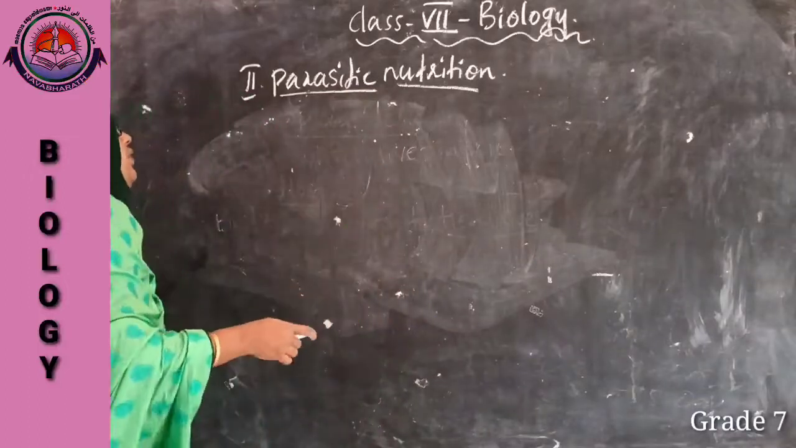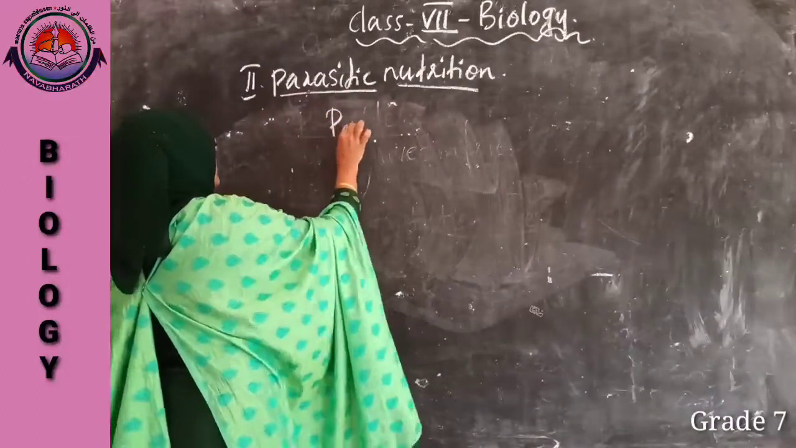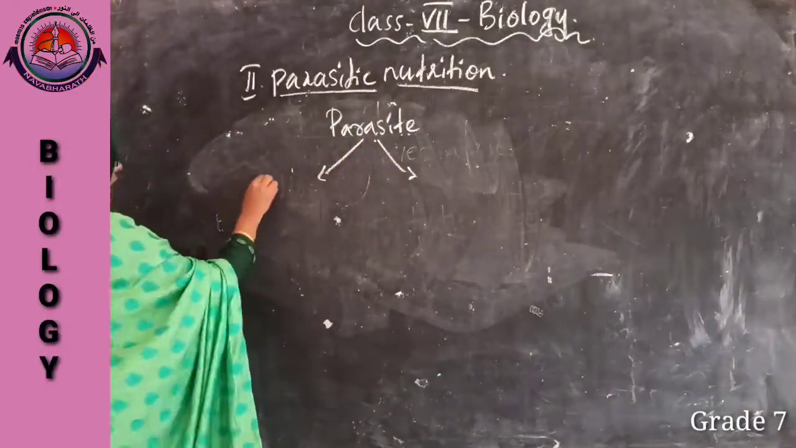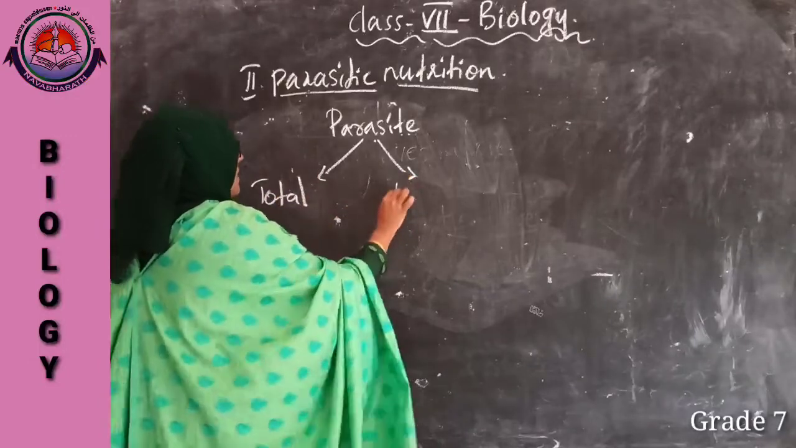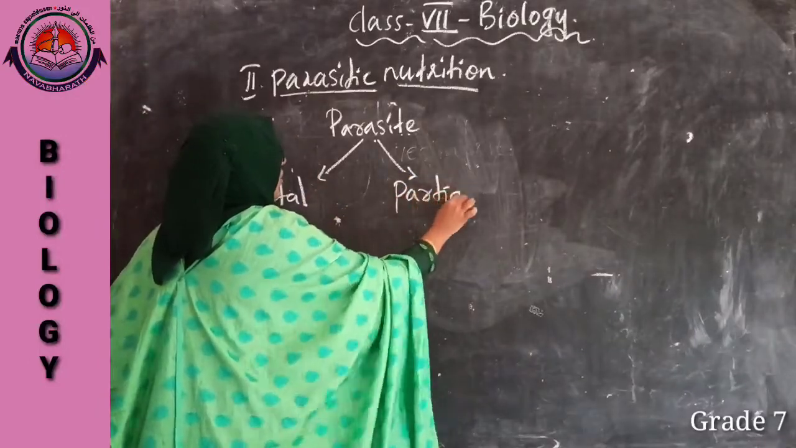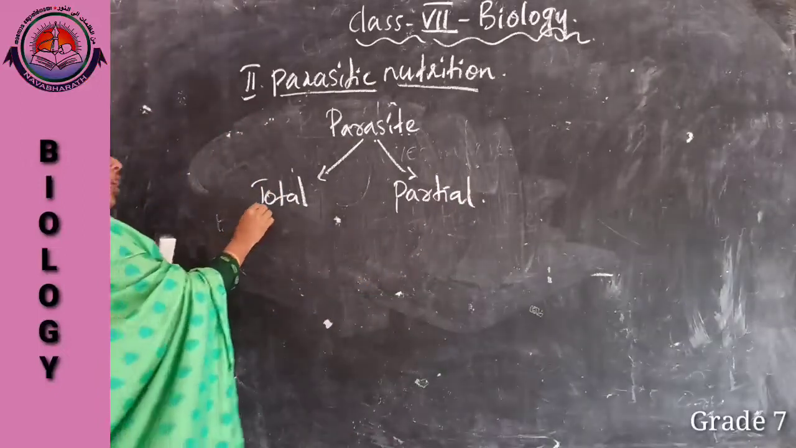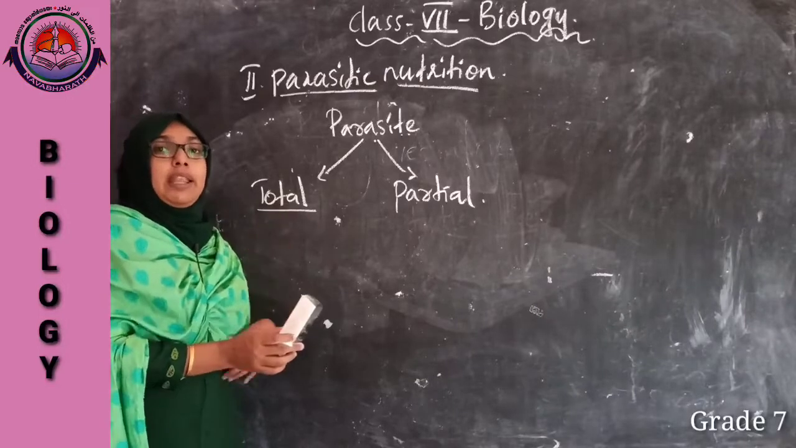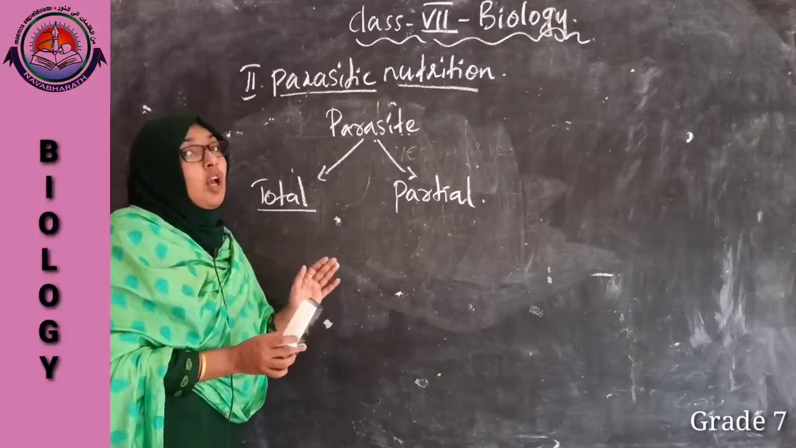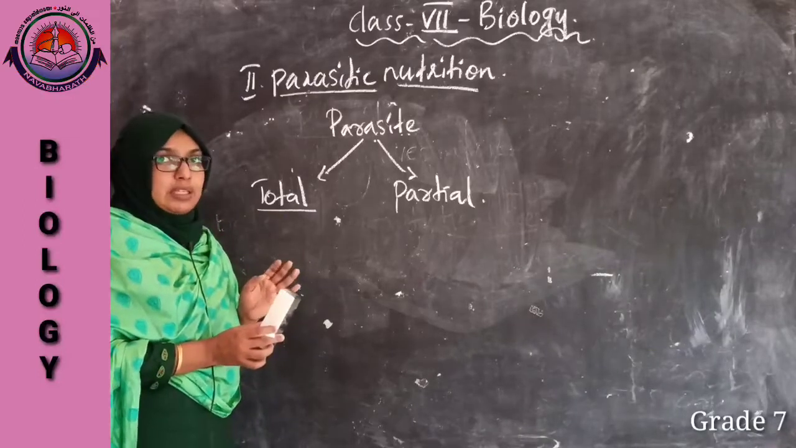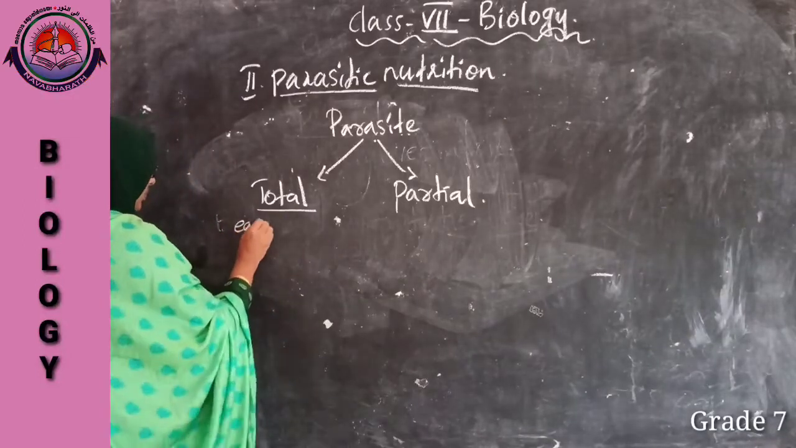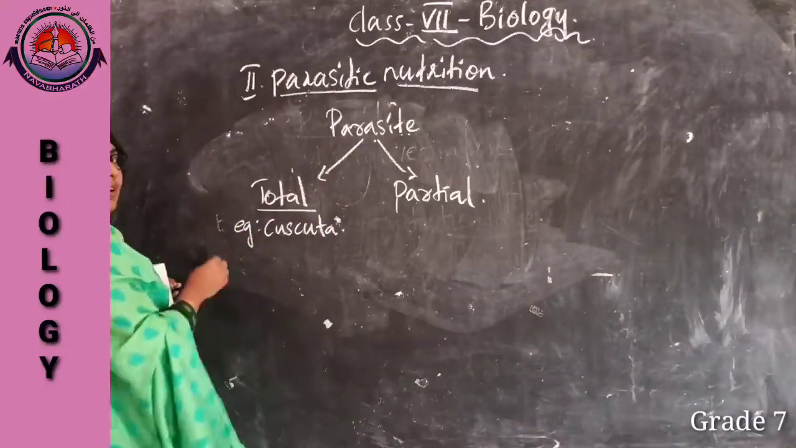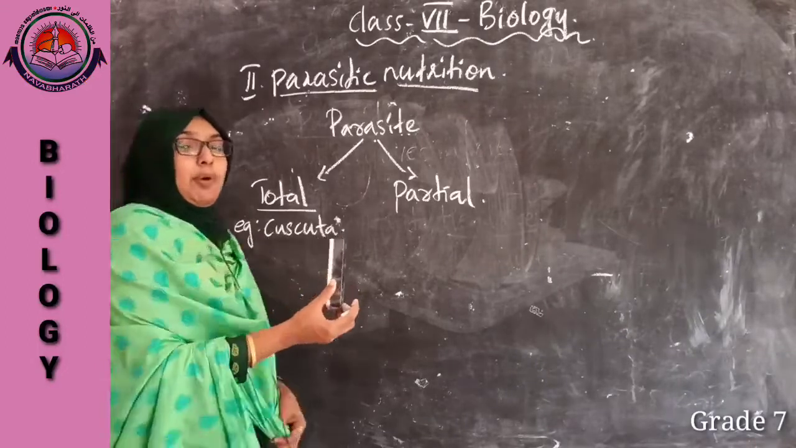Next thing we are going to see, parasites are of two types. They include total parasite and partial parasite. Total parasites are those parasites which completely depend upon the host organisms for their food and other purposes. Okay, example, Cuscuta. We have discussed how Cuscuta is depending upon the host plant.